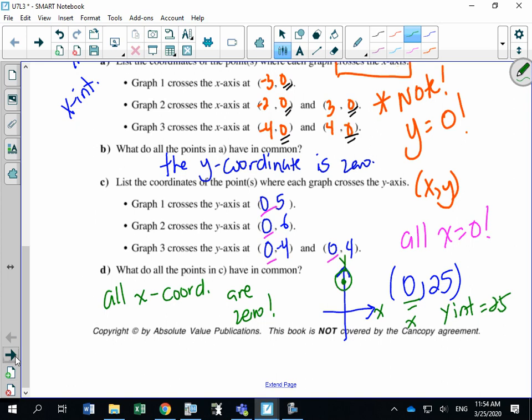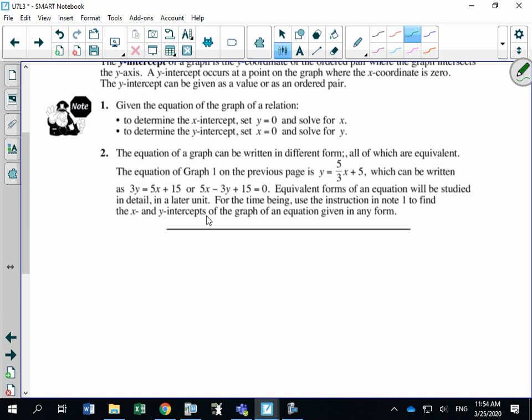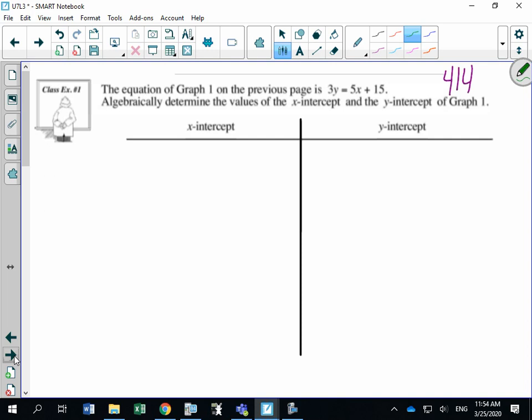X and Y intercepts of your graph. We're going to do class examples 1 and 2, and then I will give you some time to do homework.